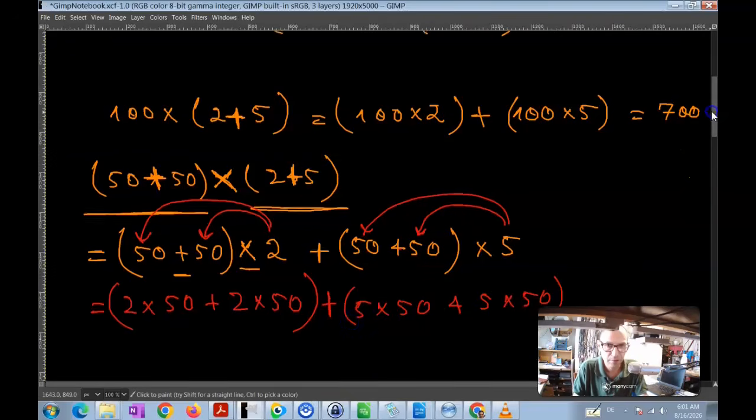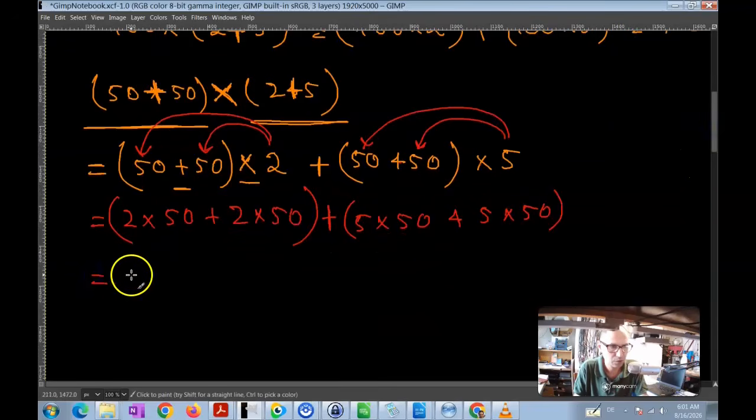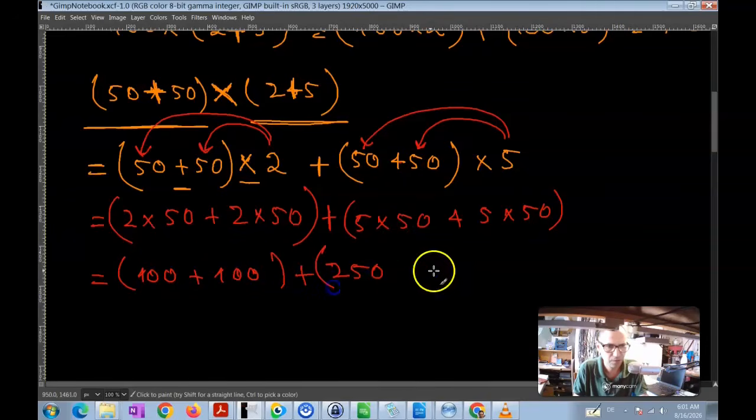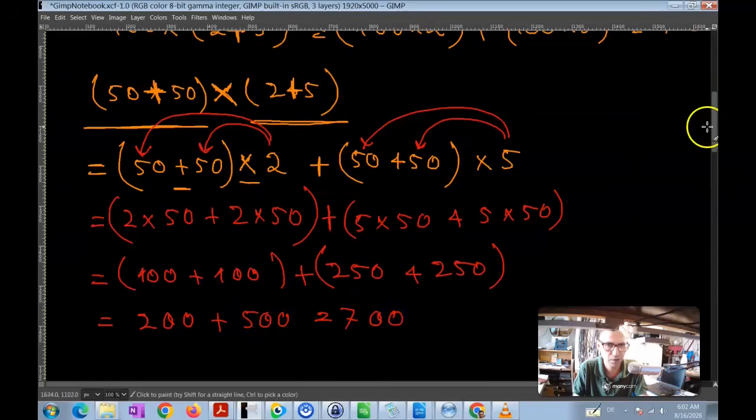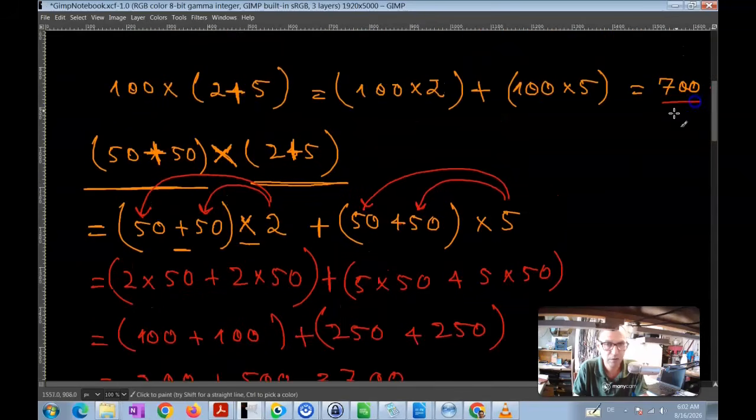And that is the same thing as, well, 2 times 50 is equal to 100. 2 times 50 is equal to 100. 5 times 50 is equal to 250. And 5 times 50 is equal to 250. So this is 100 plus 100 is 200. And then 250 plus 250 is 500. And that's equal to 700, right? So it's again the same 700, right?